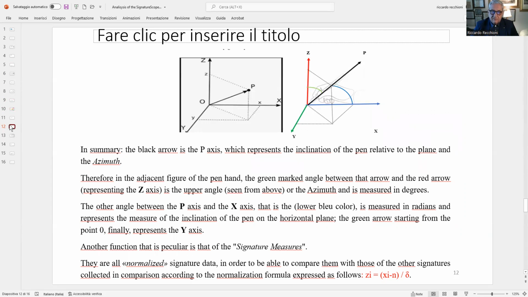Another function that is peculiar is that of the signature measures. They are normalized signature data in order to be able to compare them with those of the other signatures collected in comparison, according to the normalization formula expressed as follows: z_i equals (x_i minus μ) divided by sigma.